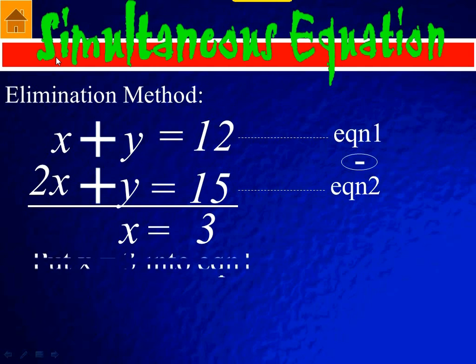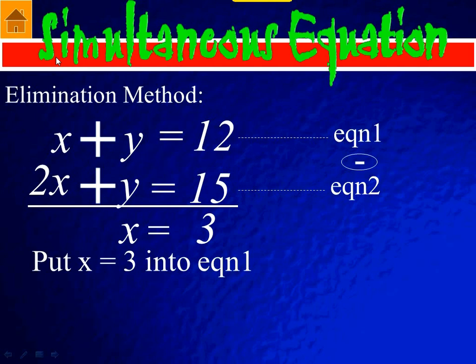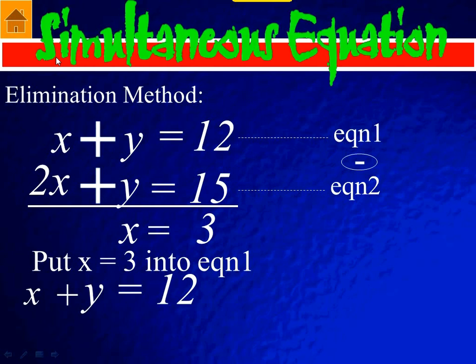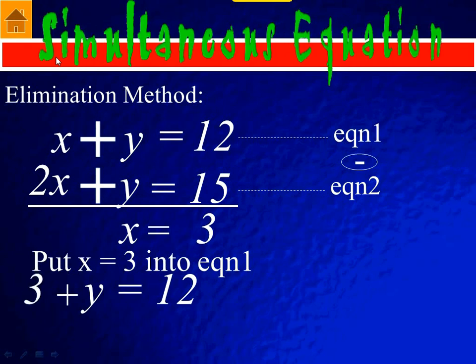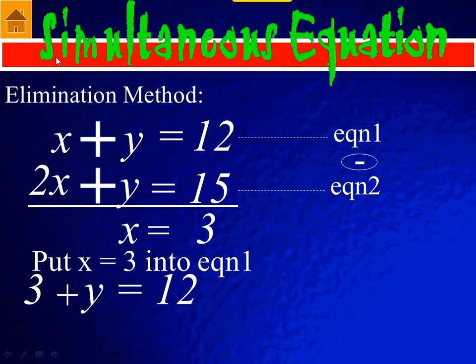And now we need to use this value, which is to put x equals 3 into one of these equations, in this case equation 1. Therefore, we write back equation 1, and we replace the x with 3. Then we try to solve this equation. We're going to take the 3 across the equal sign.